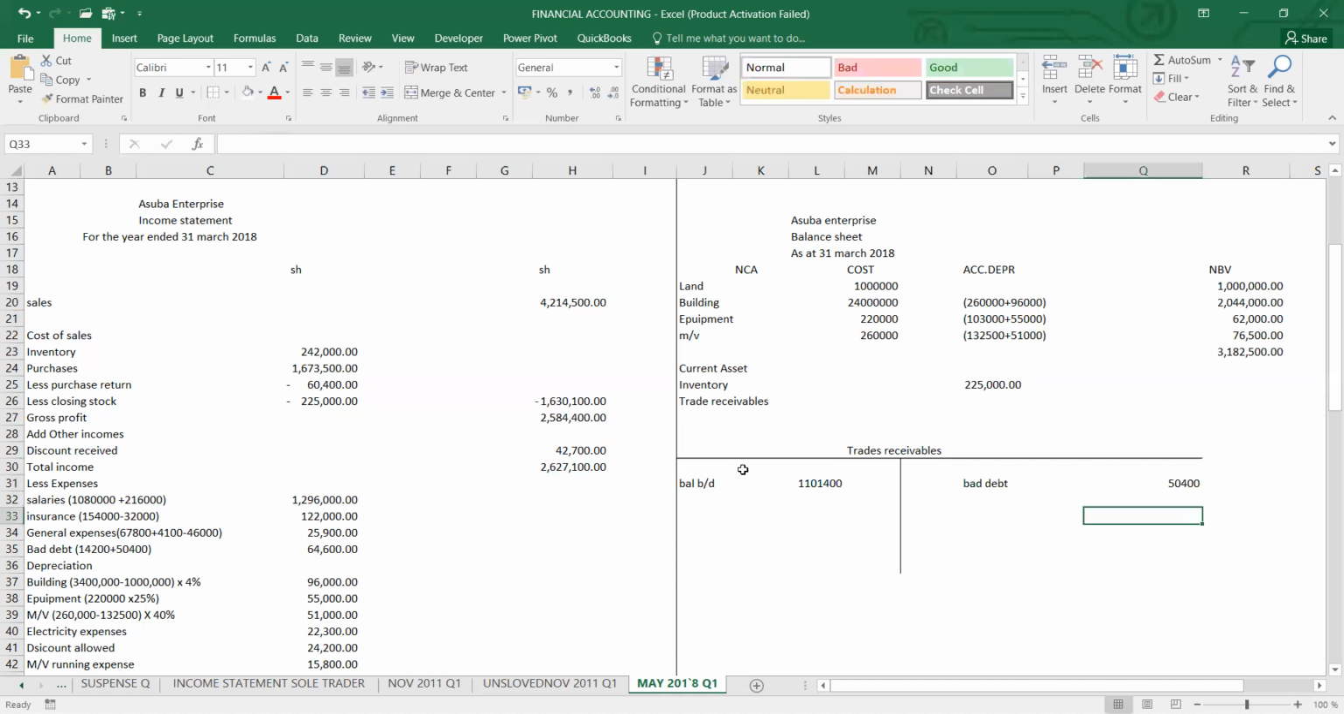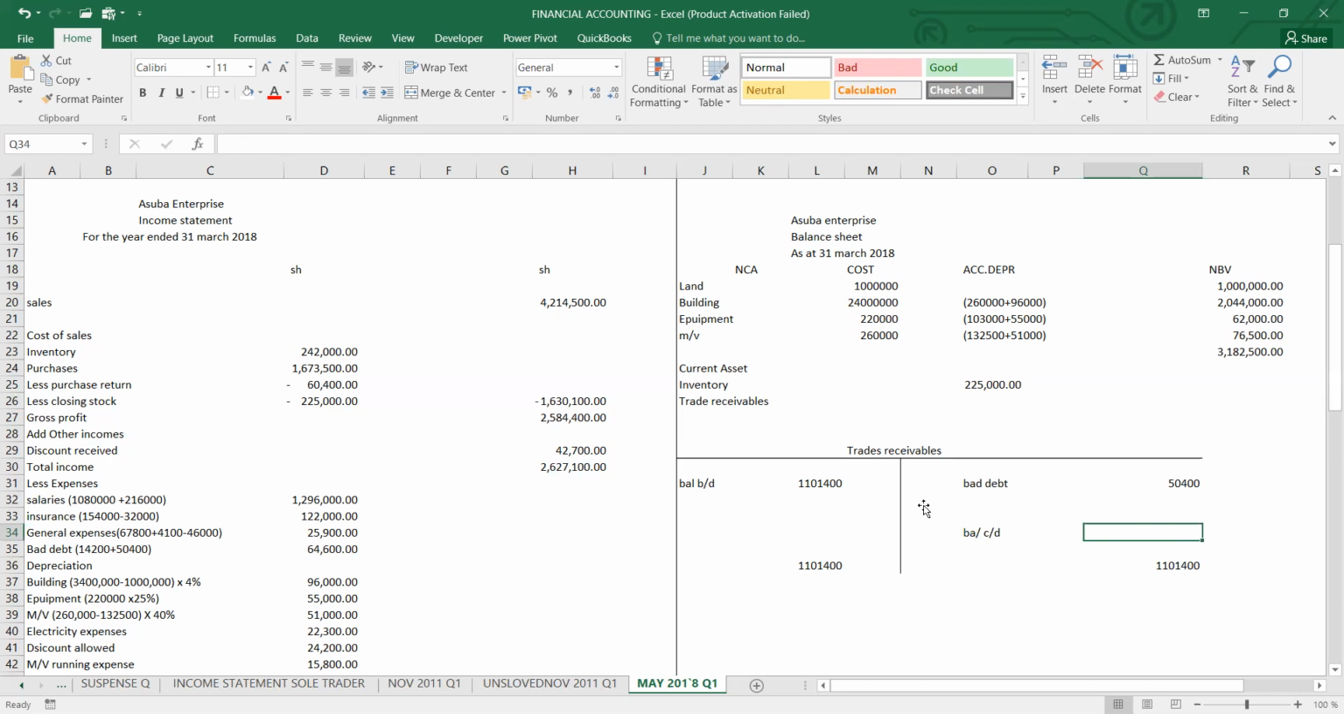What is our balance carried down here? Between the two we subtract. So for the balance carried down above, I must get the total figure here, which will be 11,101,400 minus 10,400, so it will be equal to 1051. Is it 1051? Yes.